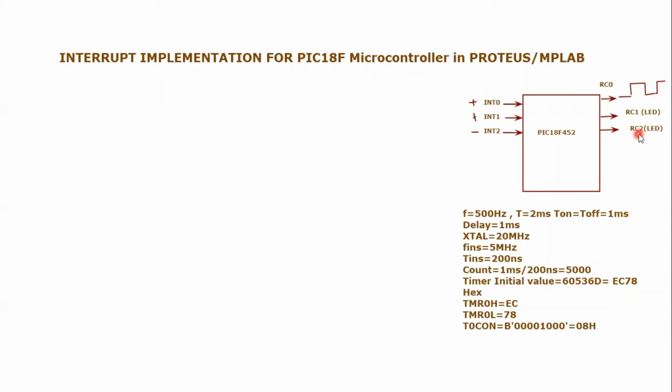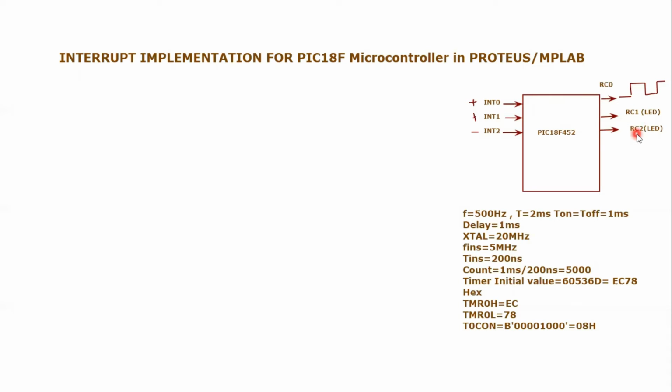Right? So interrupt 0 will turn on RC1, and it is positive edge triggered. Interrupt 1 is also positive edge triggered, and it will turn on RC2, right? And interrupt 2 is negative edge triggered. So whenever there is a negative transition, or you can say a falling edge from high to low, the microcontroller will turn off both LEDs.